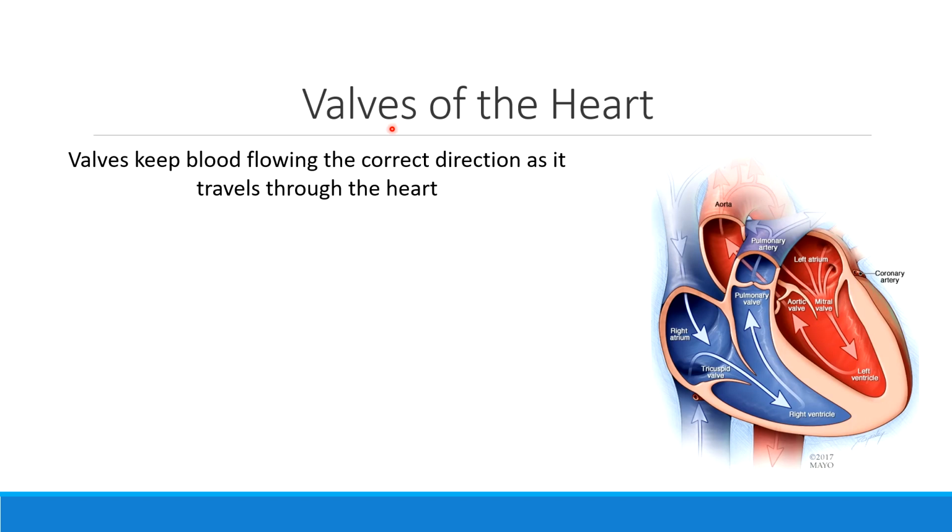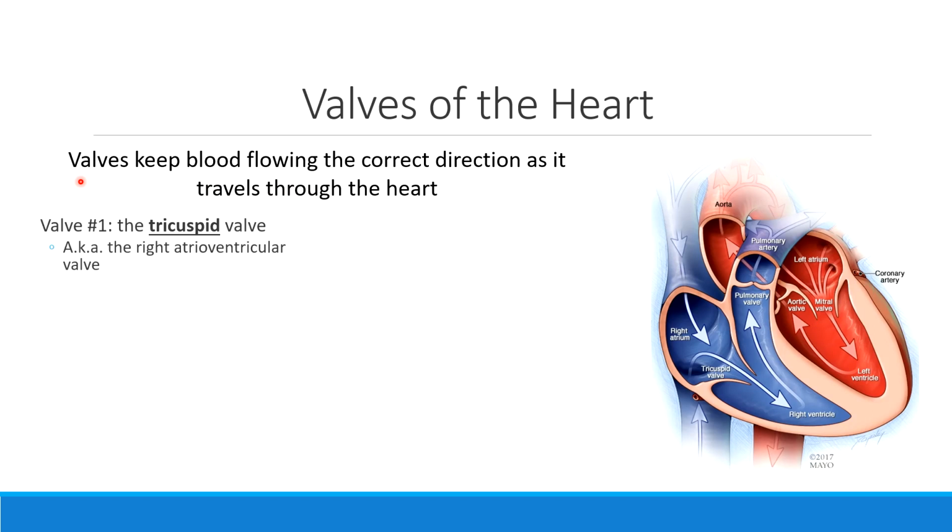So, valves are important for us to keep blood flowing the correct direction to maintain either, like we talked about on the right side, the pulmonary circulation, or, like we talked about on the left side, the systemic circulation. So let's trace the flow of blood through the different valves that we find in the heart.